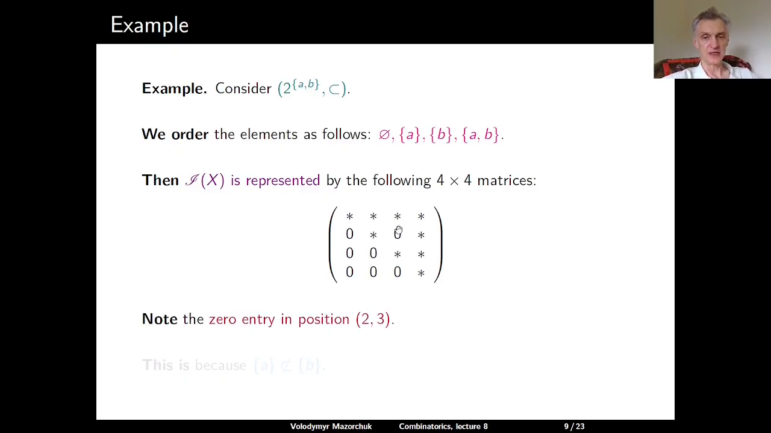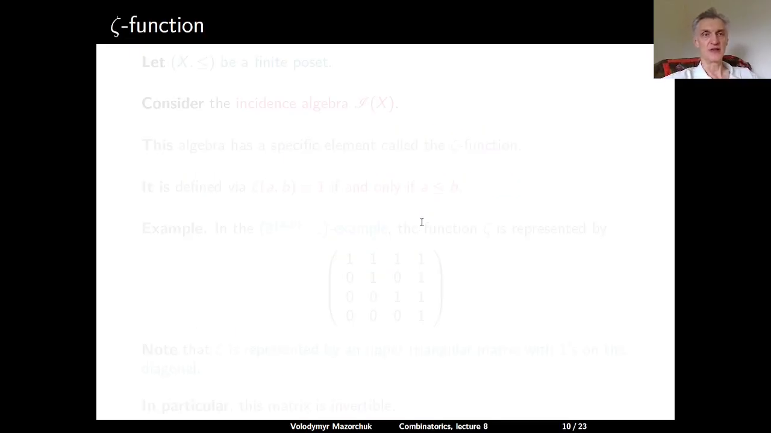Note that we have here a 0 entry in the second row and in the third column. So this represents the fact that A is not a subset of B. So A and B, two singletons, are not ordered with respect to our partial order, so the corresponding value must be 0. And the stars represent the points where we potentially might have non-zero values. So I of x consists of all matrices of this form, where instead of any star here, we write some real number.